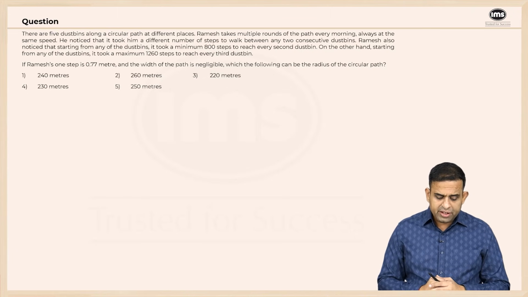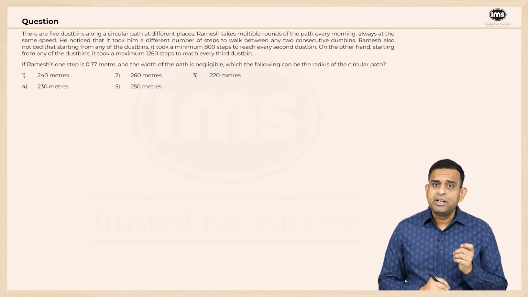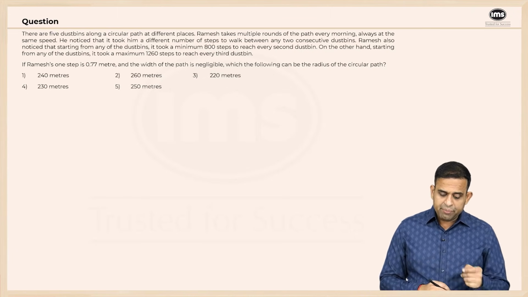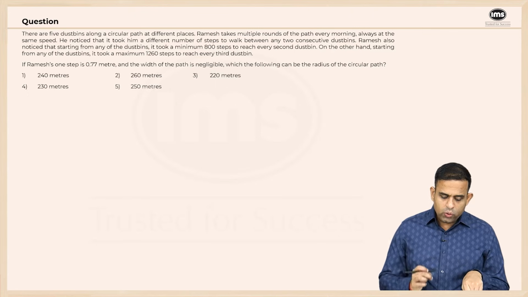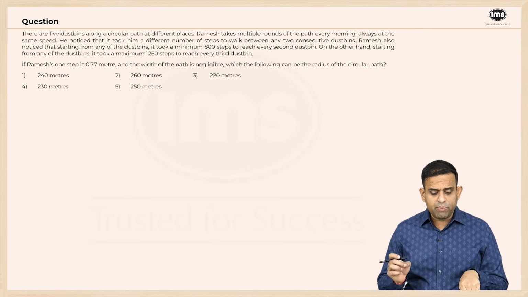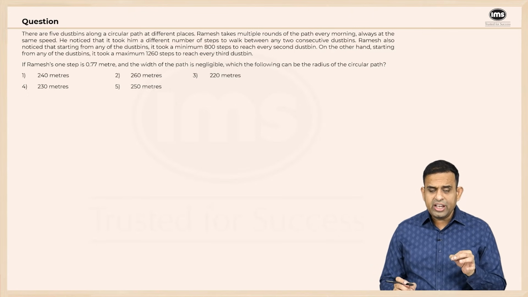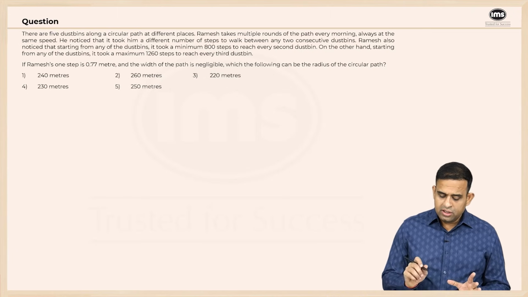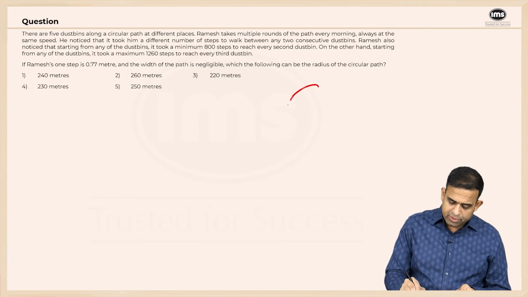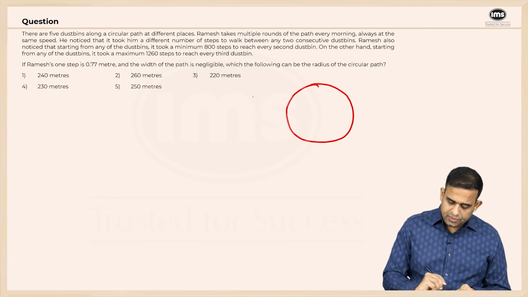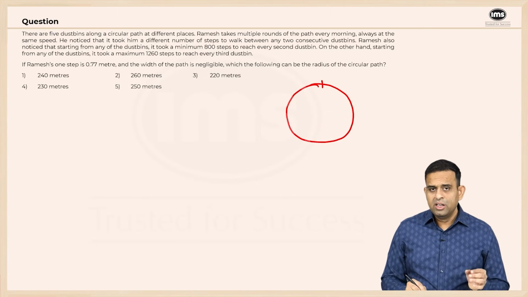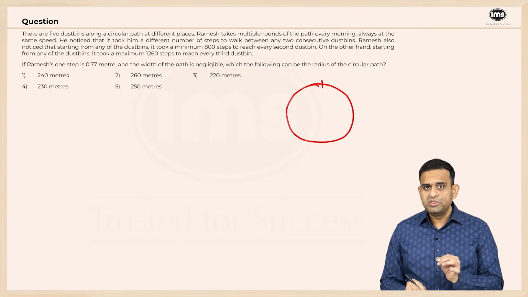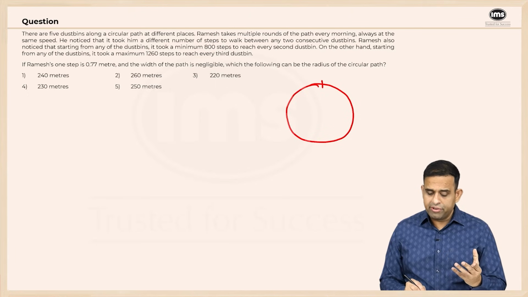There are 5 dustbins along a circular path at different places. Ramesh takes multiple rounds of the path every morning, always at the same speed. He noticed that it took him a different number of steps to walk between any 2 consecutive dustbins. So suppose I have taken a circle and I have put 5 dustbins over here. Please note, the distance between any 2 consecutive dustbins has to be a different number.